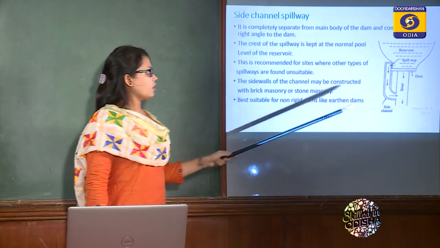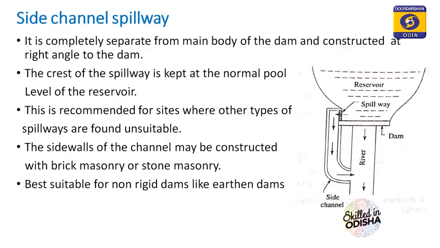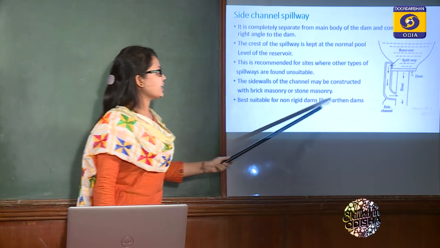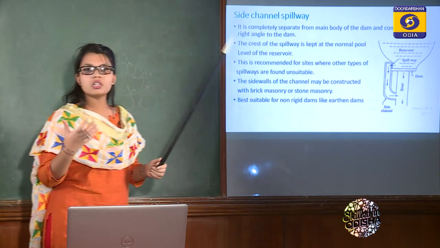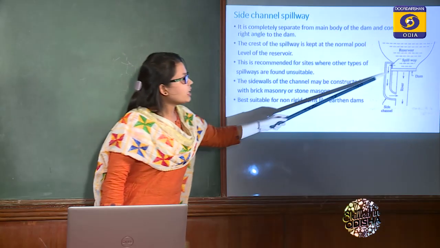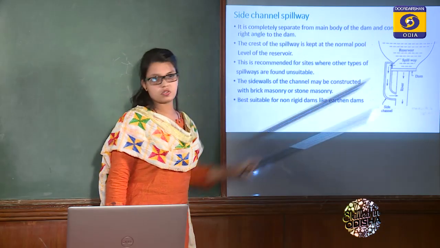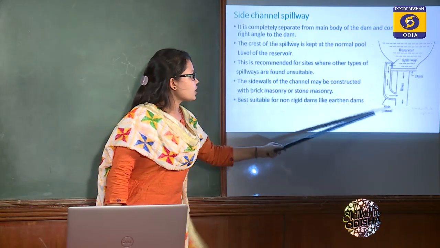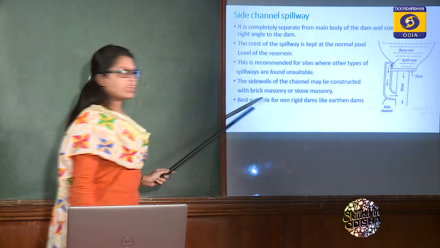It is recommended for those sites where other spillways are found unsuitable, so it is mostly suitable for non-rigid dams like earthen dams. Why? Because in non-rigid dams we cannot construct the spillway within the body, because they are made up of earthen materials and rockfill materials. They are not strong enough, so it may cause instability problems. To prevent that, this is constructed at the side of the dam instead of through the body of the dam. And the side walls are constructed of stone or brick masonry.